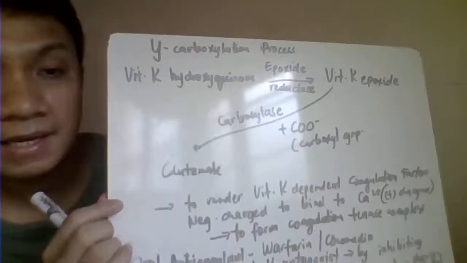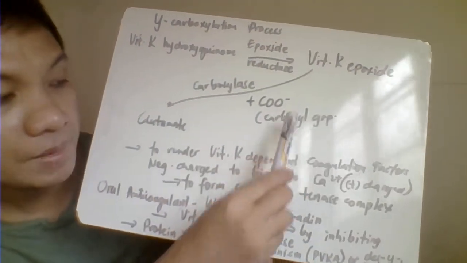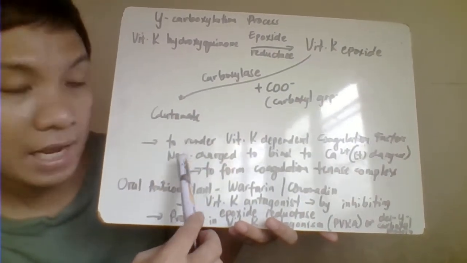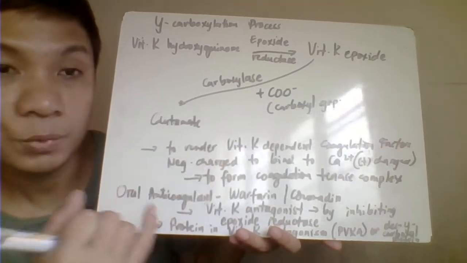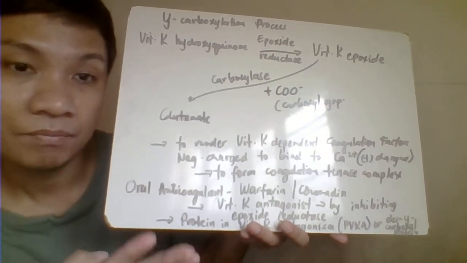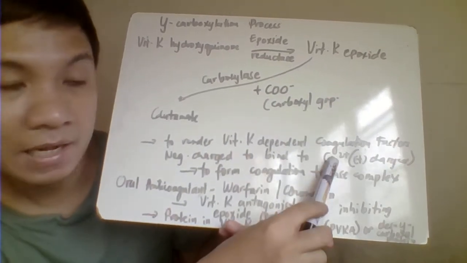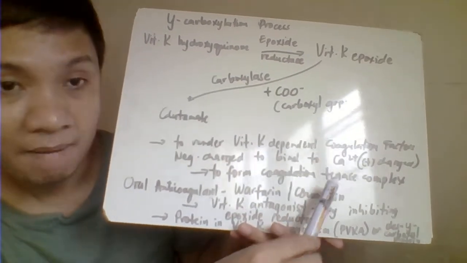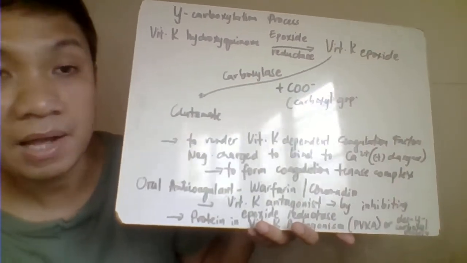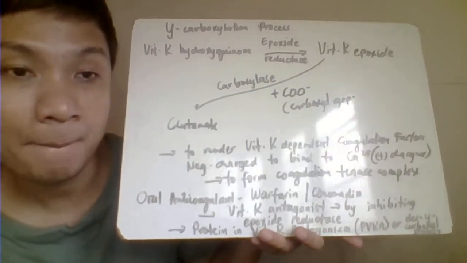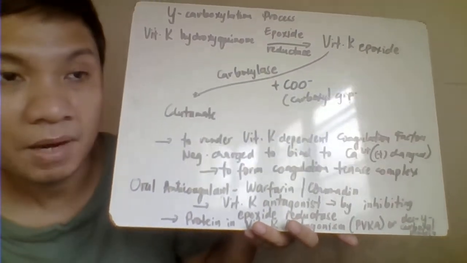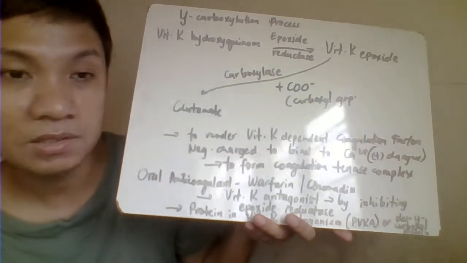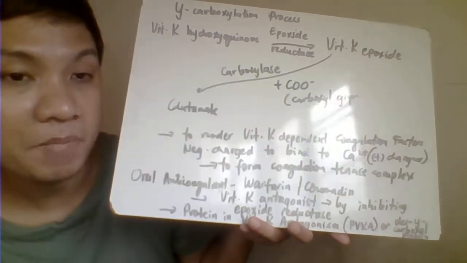Bakit ka mag-a-add ng carboxyl group? So remember, carboxyl group is negatively charged. So pag nag-add ka ng carboxyl group, it will allow this factor 2, 7, 9, 10 coagulation factors mag-bind sa ating calcium and eventually mag-bind sa ating phospholipid para magiging activate. Para ma-activate sila, para magkakaroon ka ng clot formation, para ma-convert mo ang fibrinogen to your fibrin clot. And that would eventually result here to your thrombin.